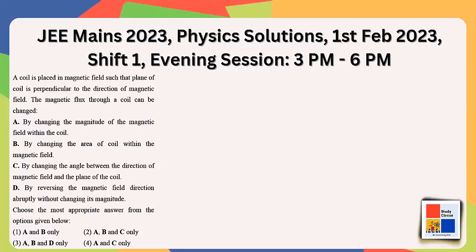So here the question is saying that a coil is placed in a magnetic field such that the plane of the coil is perpendicular to the magnetic field. So you have to comment about the magnetic flux.